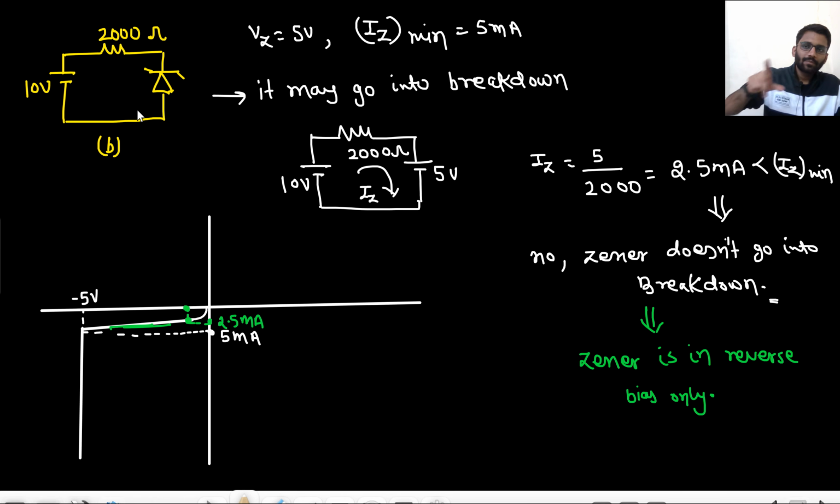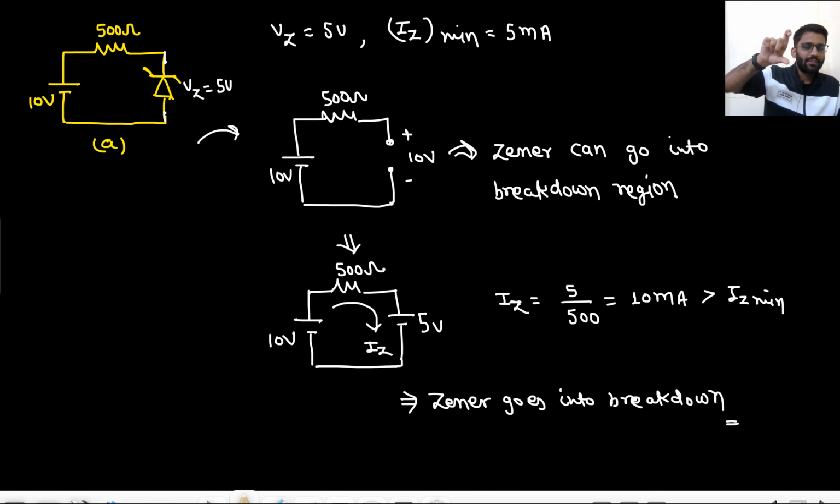In this case, yeah, the voltage was fine, but the current was less. Here the current was 2.5 milliampere only. That was less than the minimum Zener current, so the Zener doesn't go into the breakdown region. And in the first case, what did you see? Vz was fine because of 10 volt, it was going into the breakdown region, and the current was also greater than Iz minimum, so it goes into the breakdown region. Did you understand the complete concept? Just revise it once again. Everything will be crystal clear to you.